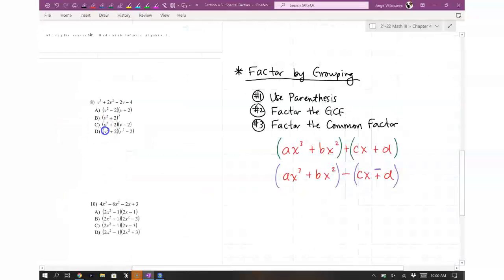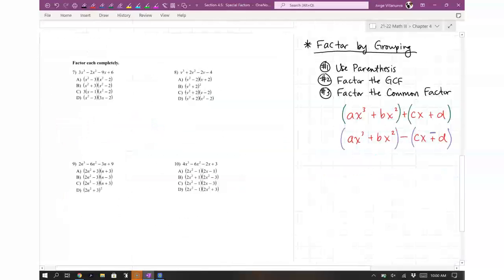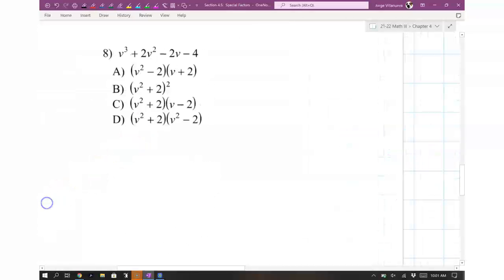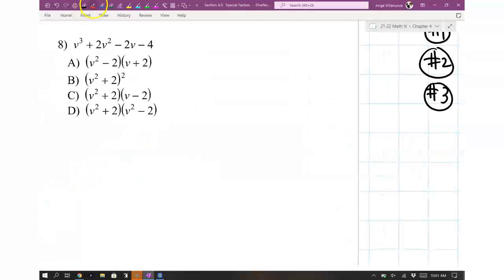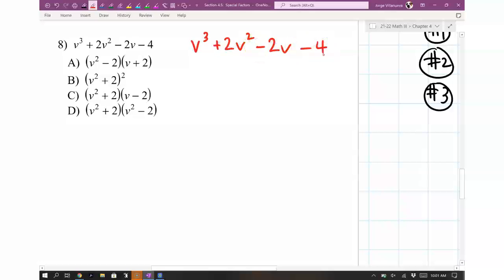So let me take a look at the problems here. So the easier ones would be things like 8, so we'll do something like 8 and then we'll do something like 10. Okay? So here we go. Number 8. So let me write it out. V cubed plus 2v squared minus 2v minus 4.